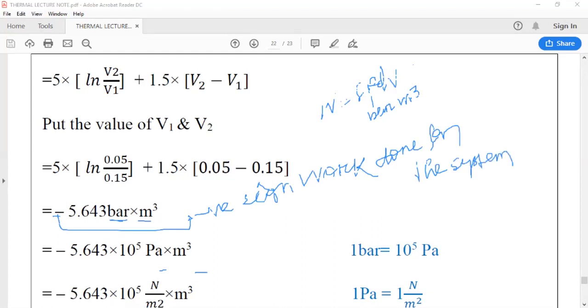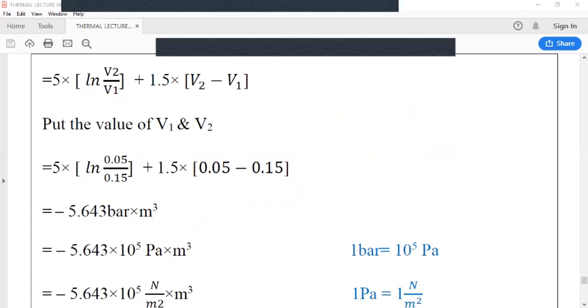Now you have to convert it into work. The question is to find out work. So what is the unit of work? We know that the unit of work is joule or kilojoule. So what is joule? Joule is equal to Newton into meter. So you have to convert the bar into Newton into meter.